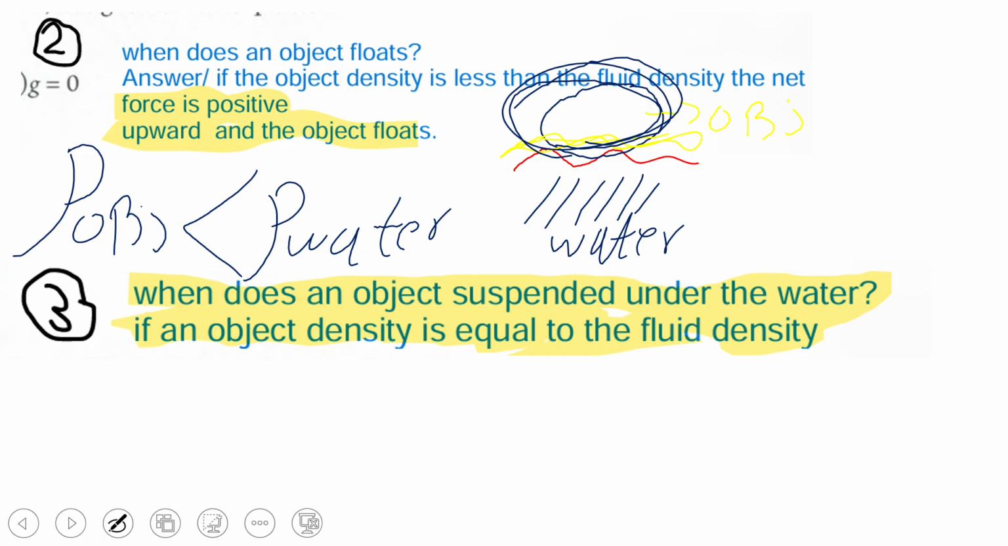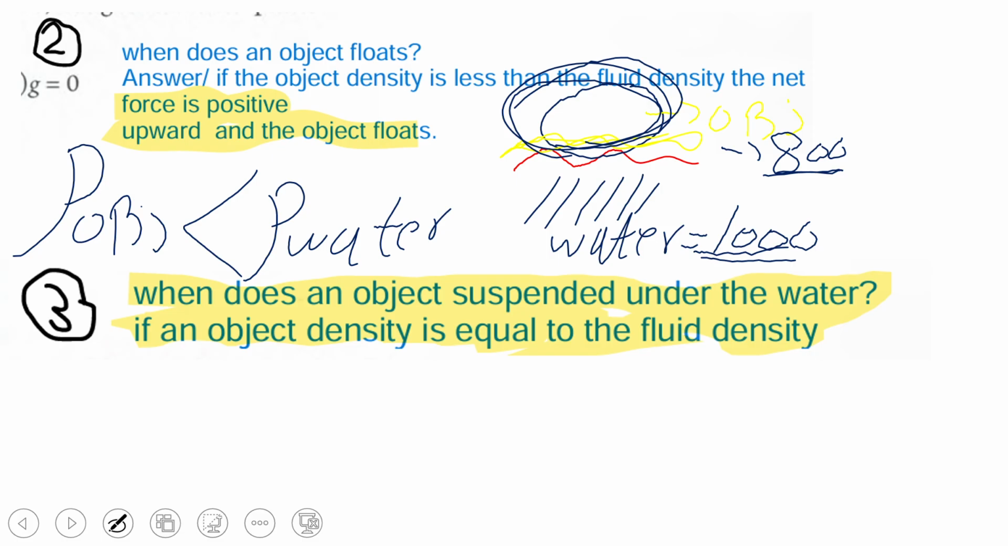So the density of the object is smaller. For example, imagine, we know that the density of the water is always 1000. Imagine the density of this object is 800. So look, the object's density is 800, but the water is 1000. So the density of the object is smaller than the density of the water. That's why the object can't stay on the surface.